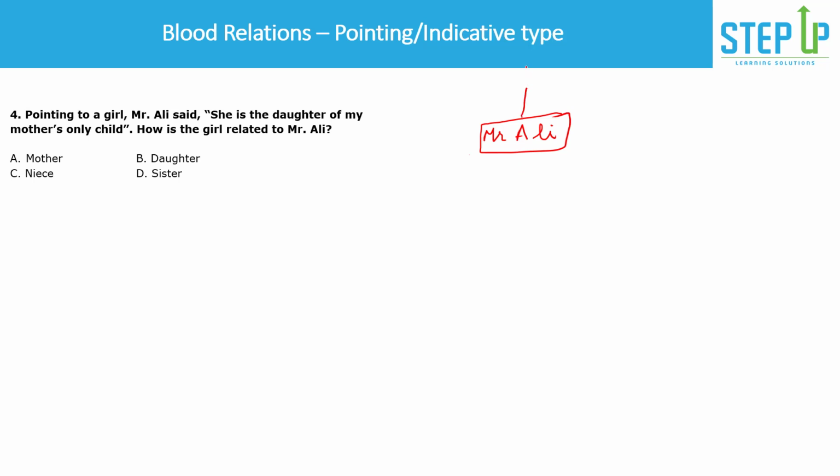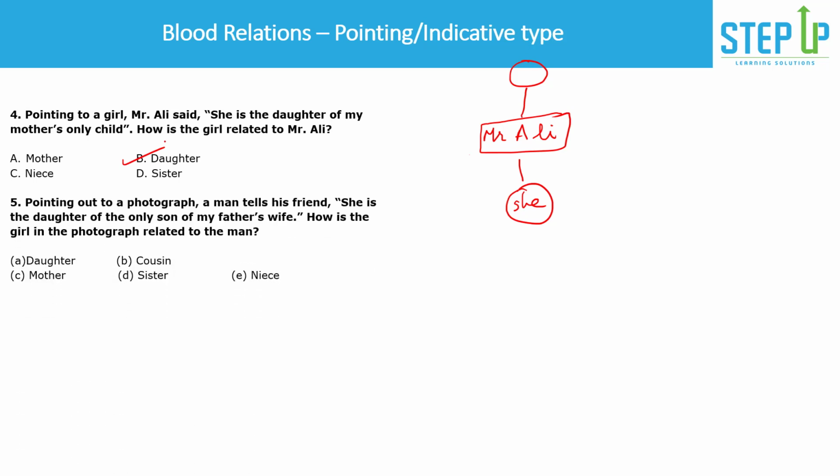Mr. Ali's mother, daughter of my mother's only child. Now Mr. Ali's mother's only child would be Mr. Ali himself, and that girl is the daughter. So this is the she that he is talking about. So the question is, how is the girl related to Mr. Ali? Of course, she is Mr. Ali's daughter. So very simple.